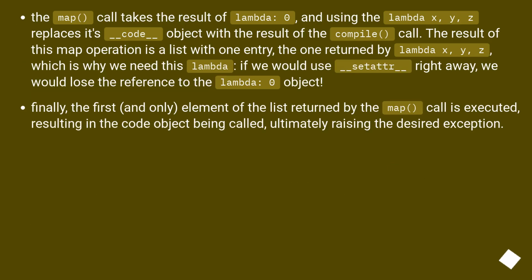The map call takes the result of lambda: 0, and using the lambda x, y, z replaces its __code__ object with the result of the compile call. The result of this map operation is a list with one entry, the one returned by lambda x, y, z, which is why we need this lambda. If we would use __setattr__ right away, we would lose the reference to the lambda: 0 object. Finally, the first, and only, element of the list returned by the map call is executed, resulting in the code object being called, ultimately raising the desired exception.